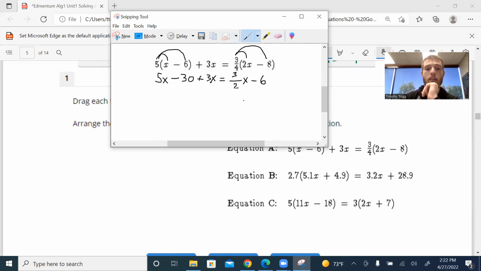Now, what I would do next to get rid of this fraction is I would just multiply everything by that denominator, in this case, 2. Distribute this 2 to every single term in the equation. This will give us 10x minus 60. Again, we're multiplying everything by 2. Plus 6x equals, when you multiply this fraction times 2, it just cancels the denominator. 3x minus 12.